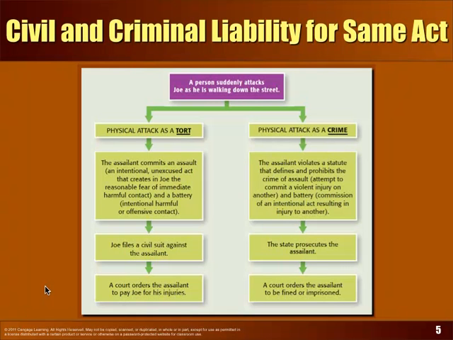Civil versus criminal law in kind of the same action. I mentioned OJ as an example. Here's a person attacking Joe as he's walking down the street.